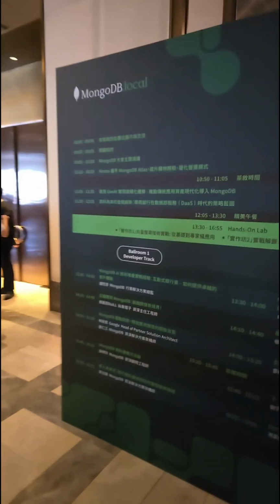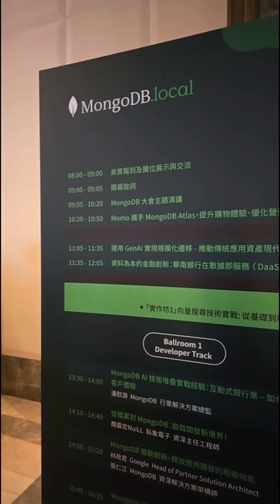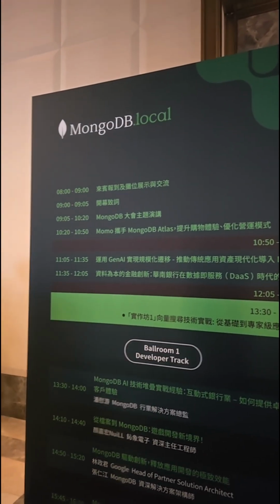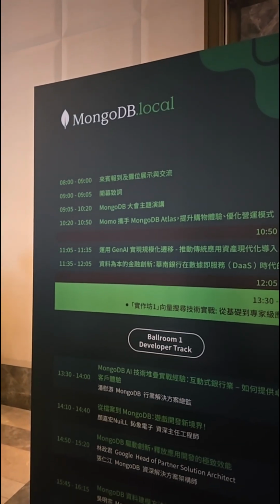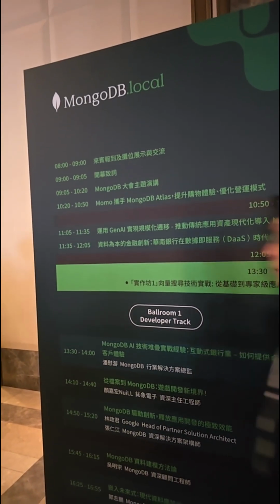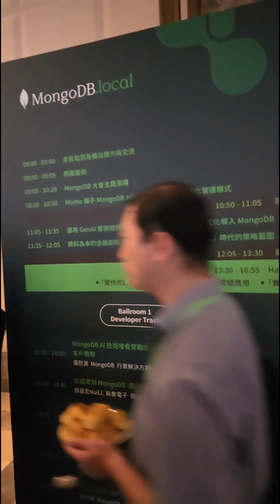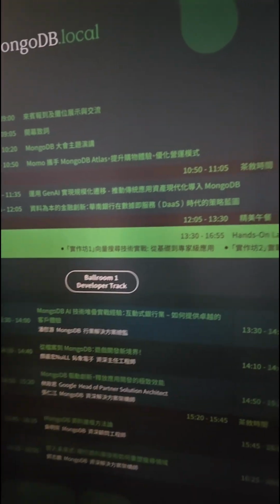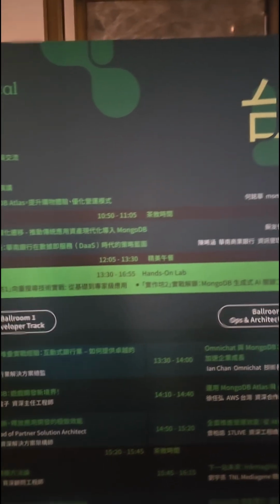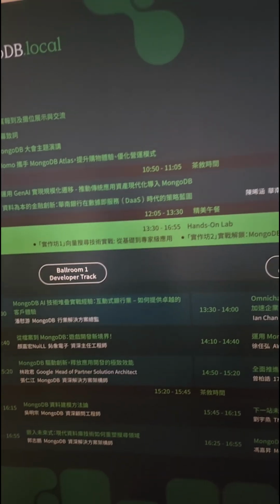So this is the agenda for today's event. We'll be starting at 9, and it will be an introductory video. Then we'll be having some introduction about MongoDB. Then from 11 it will be a Gen AI plus MongoDB collab kind of thing. After 12 we will be having a lunch break. Then after 1 o'clock there will be a hands-on lab.